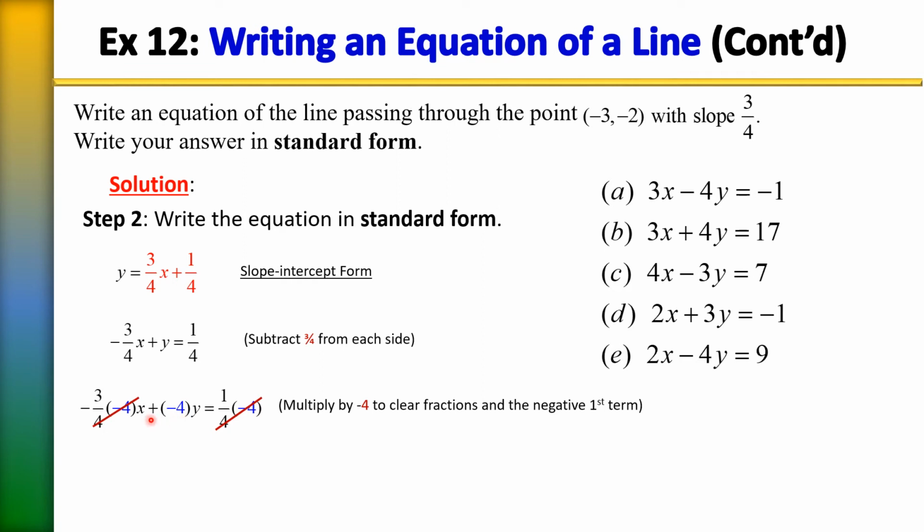Second term, we have a -4 multiplied with a positive y. That's going to give me -4y. A negative and a positive multiplied together will always give you a negative. Same thing for the last term. You have a positive fraction multiplied with a negative whole number, a positive and a negative. It's going to equal a negative. So what we have left there is -1. So standard form of that equation would be 3x minus 4y equals -1, which is choice A.